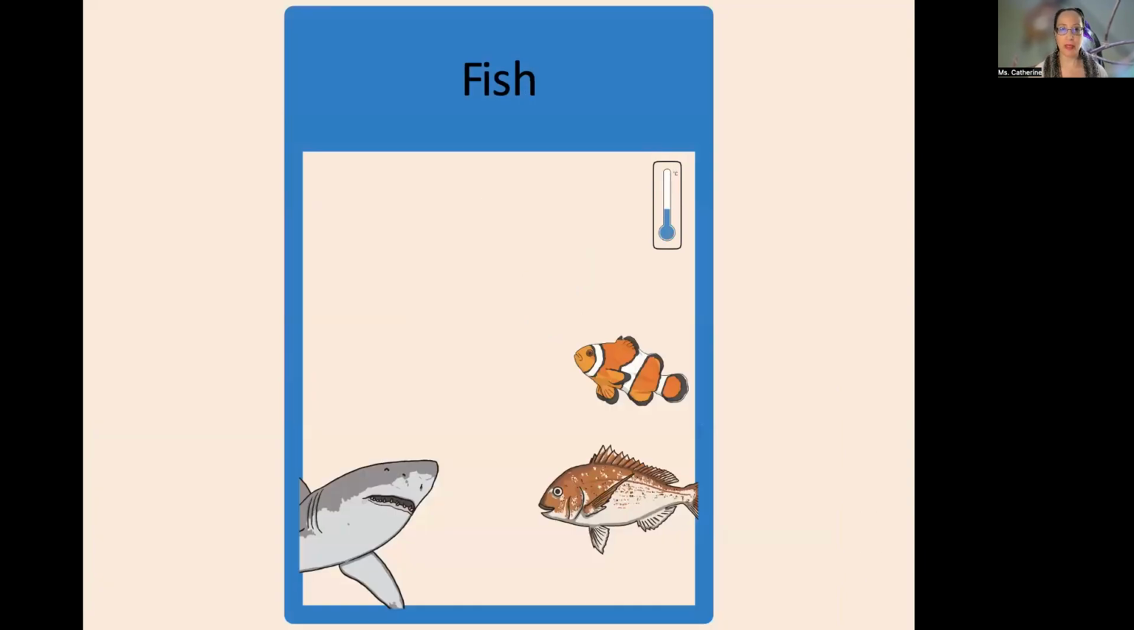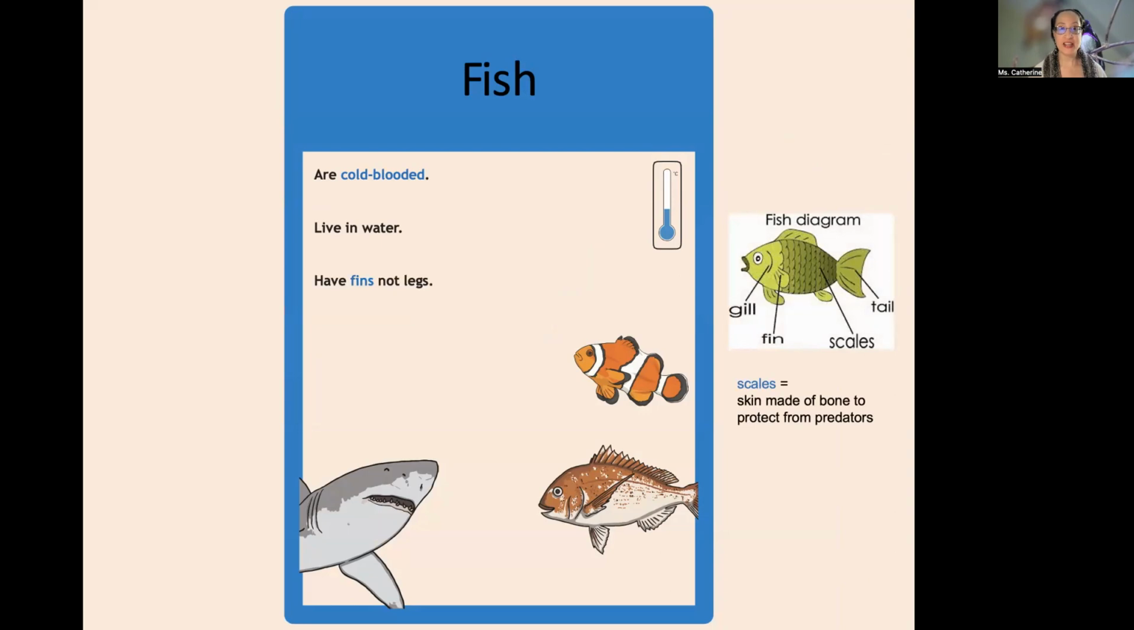Okay, now fish. If you notice here, fish are cold-blooded. Okay, they live in water. They have fins, not legs. So this would be what they call a fish diagram. Okay, so we have the gill, the fin, the scales, and the tail. Okay, so they have gills instead of lungs. Okay, we have lungs. Humans, mammals have lungs. Fish need gills to breathe underwater. And they lay their eggs in water.